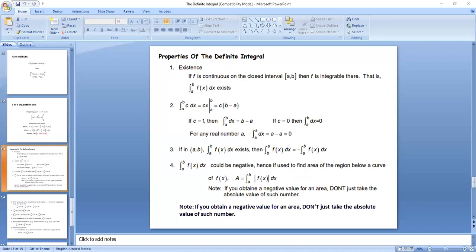Now, in property number 1, we have the existence property. So, if f is continuous on the closed interval a, b, this interval actually, class, is also the limits of your integration, a being the lower limit and b the upper limit, then f, your function, is integrable there. Now, what does this mean? If you're going to plot the function and its curve bounded by points a and b is continuous, then if you're going to integrate that expression, the answer will be existing, meaning you will have an answer to that particular integral. The requirement is for your function to be continuous.